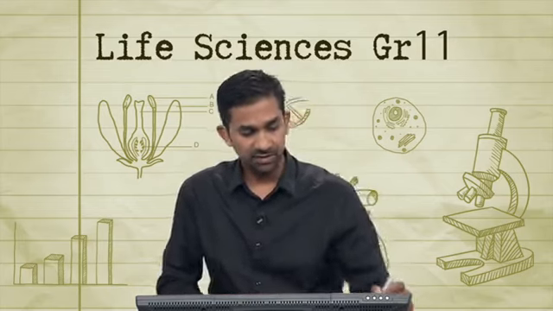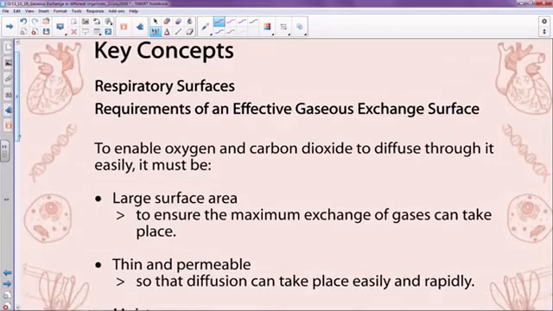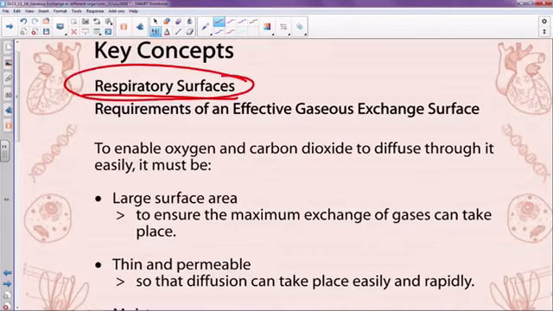So what are the key concepts? It's very important for us to understand that in order for gaseous exchange to occur, there needs to be a respiratory surface, a surface through which gases can travel or be exchanged. So we refer to that surface as the respiratory surface. Now, in order for that respiratory surface to be effective, or for respiration or breathing to be effective, we need the gaseous exchange surface to be efficient in that process. So what is it that allows the gaseous exchange system to be effective? We need to look at the effectiveness of this gaseous exchange membrane now.